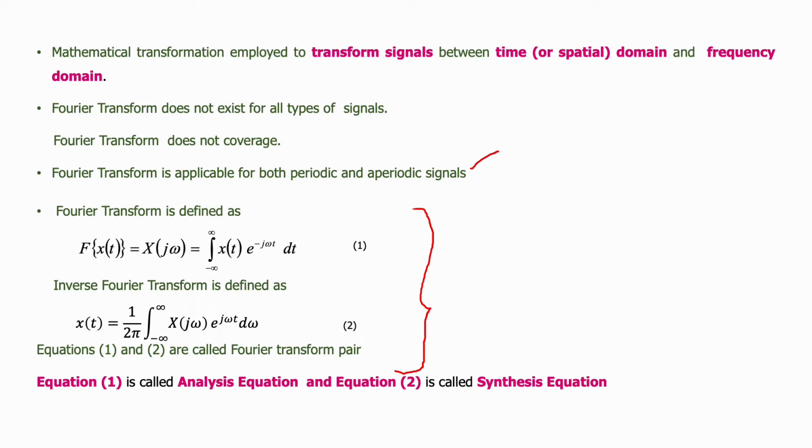Inverse Fourier transform is defined as x of t equal to 1 by 2 pi integral minus infinity to plus infinity x of j omega e power j omega t d omega. So equations 1 and 2 are called the Fourier transform pair. The first equation is known as the analysis equation. The second equation is known as the synthesis equation.